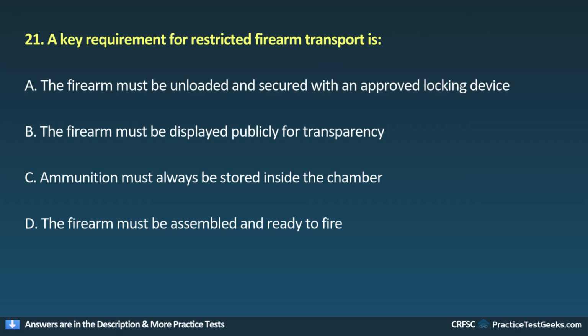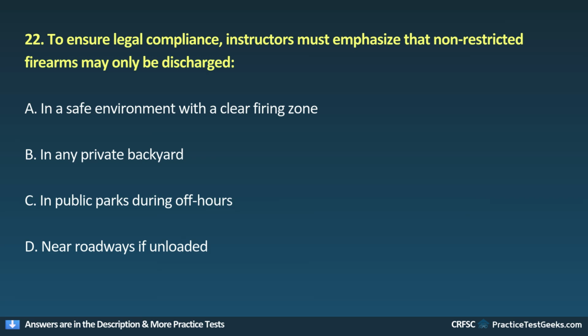21. A key requirement for restricted firearm transport is A. The firearm must be unloaded and secured with an approved locking device. B. The firearm must be displayed publicly for transparency. C. Ammunition must always be stored inside the chamber. D. The firearm must be assembled and ready to fire.